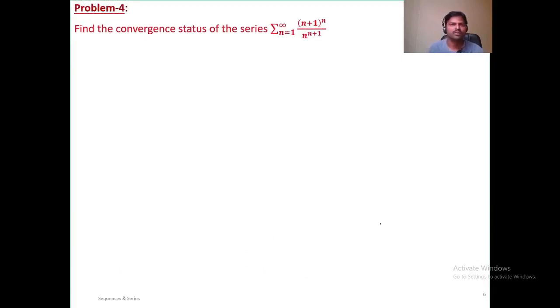Similarly, problem number 4. Find the convergence status of the series where n is running from 1 to infinity. So here a_n is (n plus 1) whole to the power of n. Again, power n terms are present, so the nth root test may be the most suitable method.